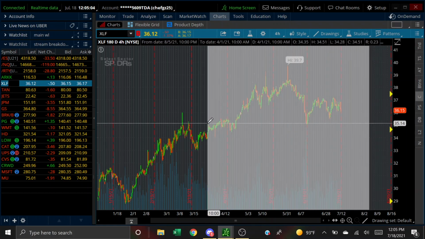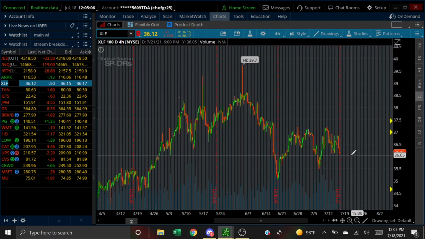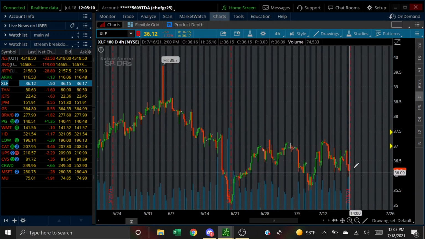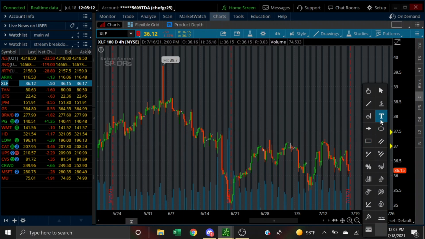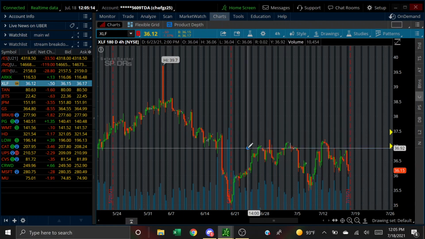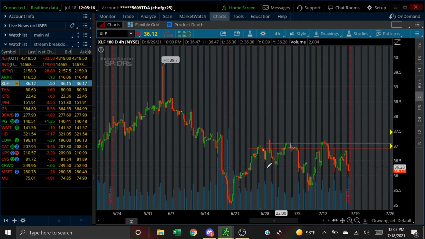So first of all, I look at the XLF. This is the ETF. So if you're going to follow financials, this is the one thing that you would be looking at. And as you can see here, we do have a nice supply up here, and then we do have a nice demand down here.